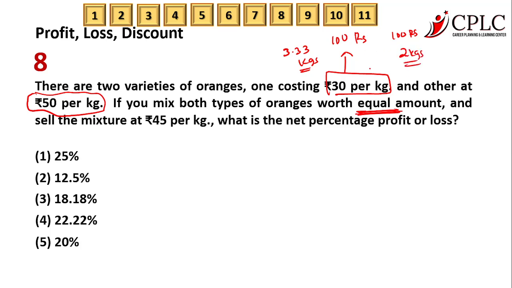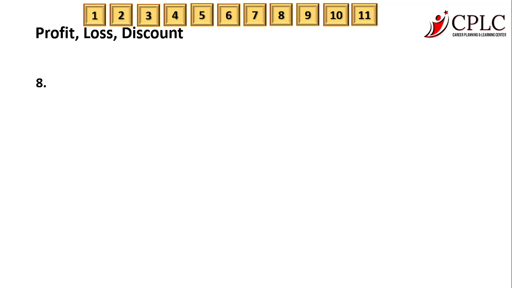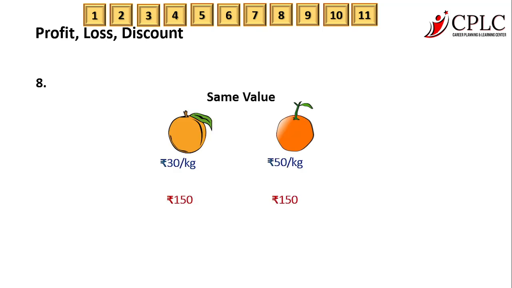So the suggestion is just to improve the calculation. It's not that you cannot solve it, it just becomes complicated unnecessarily. So the suggestion is to try and assume such a number which is common to both these numbers. And common to 30 and 50 is basically the LCM, least common multiple. So the LCM of 30 and 50 is 150. So let's assume that we are going to mix 150 rupees of both varieties.